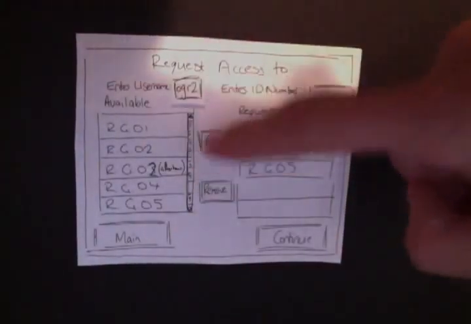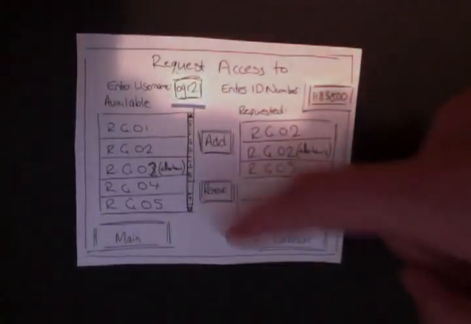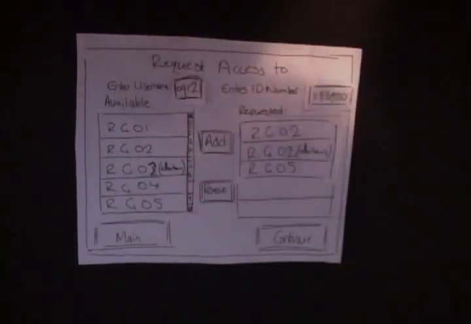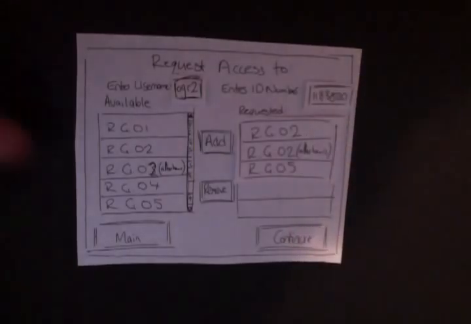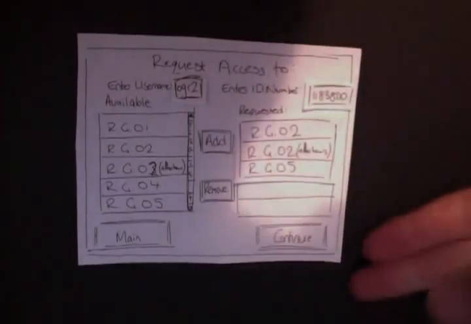So that's just by clicking add, and if Tim didn't want one, say he chose RGO4 by mistake, he can just click remove, select it, and then click remove, and it will go back. By clicking main down the bottom, it would send you back to the main screen. Now that Tim has everything filled out, he can click continue, which will bring us on to the next screen.